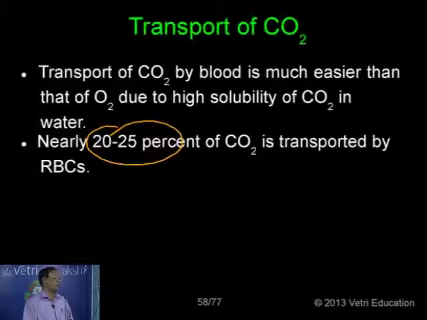So in that manner, hemoglobin is acting as a buffer, buffering the newly arrived hydrogen ions, the ones formed because of the dissociation of carbonic acid, which is formed by the union of carbon dioxide and water in the blood, the plasma, or the RBC. So RBC is also taking part in the transport of oxygen as well as carbon dioxide. 20 to 25% of carbon dioxide is transported by the RBCs.